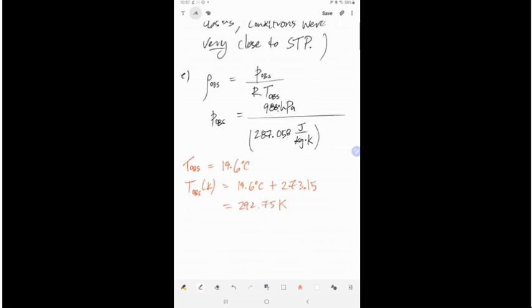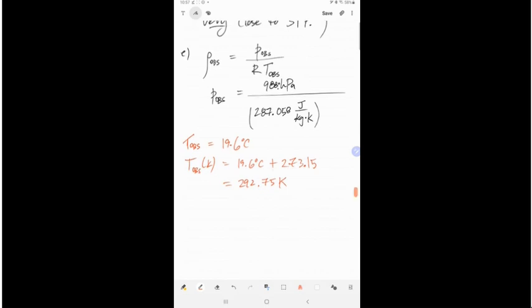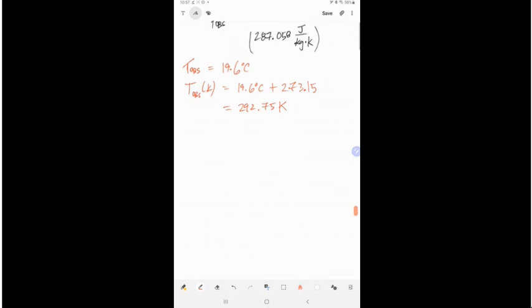292.75 Kelvin. 292.75. Now, in this calculation, we have four significant figures from... well, we only have three significant figures from our EMOS observable of 19.6. So really, if we're true to significant figures, then we have a temperature here of 293 Kelvin. That's really as much as we're really justified to use here.